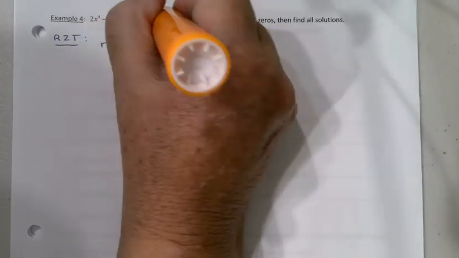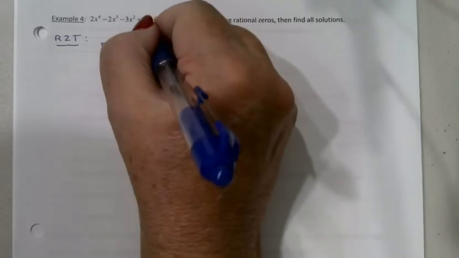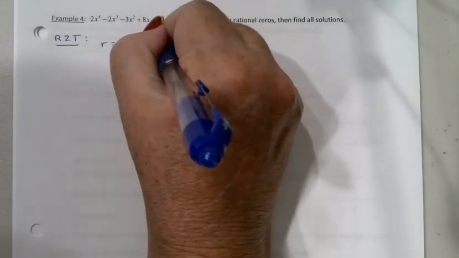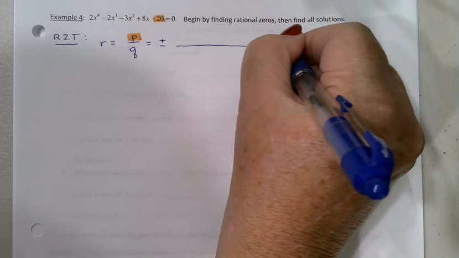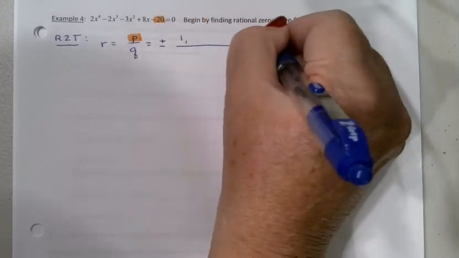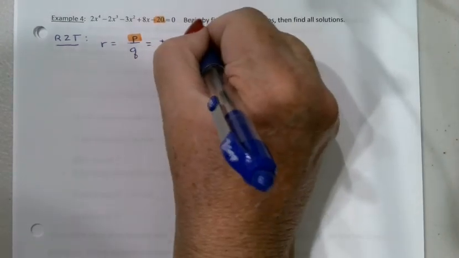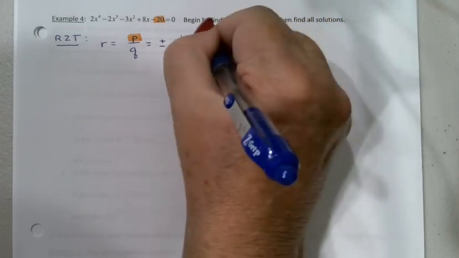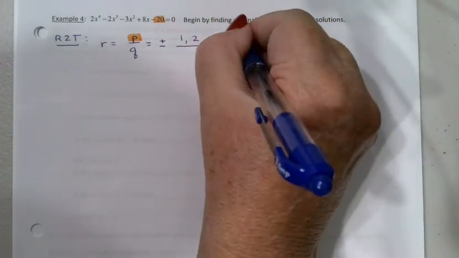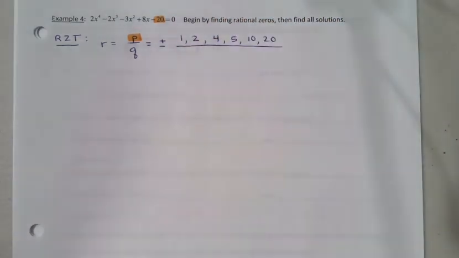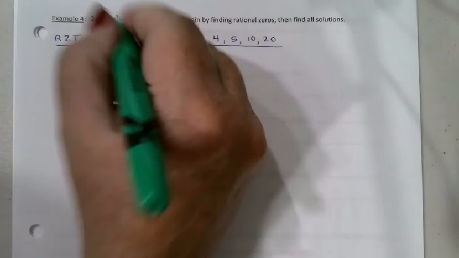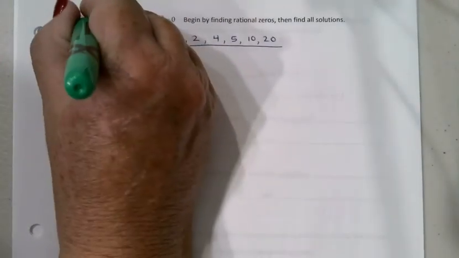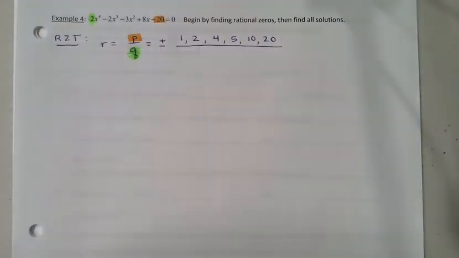and P has to be a factor of 20, so unfortunately there's going to be a lot of choices this time. Plus or minus, okay, 1 times 20, 2 times 10, 4 times 5, all factors of 20. At least the Q isn't going to be quite so bad. The only factors of 2 are 1 and 2.